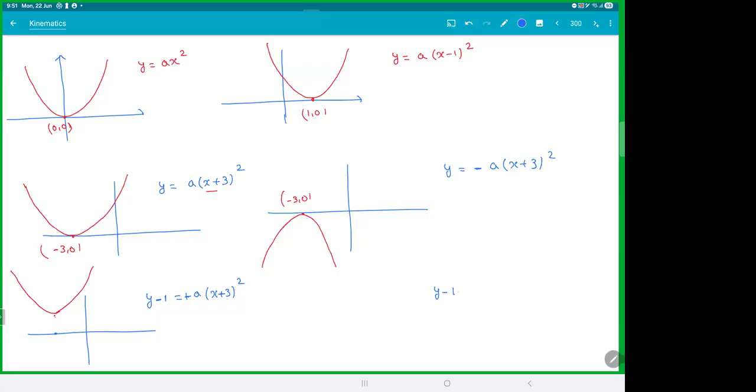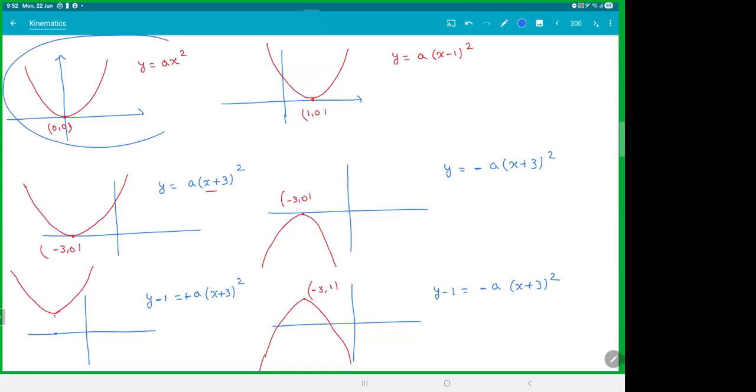So if you have something like y minus 1 is equal to minus a into x plus 3 whole square, that minus 3 and 1 will tell you about this point here, the turning point. So minus 3 comma 1, it's a minus graph, so it will be negative. Roughly getting an idea what is happening there. So just have a rough idea about it. It's not necessary to know exactly how it works, but that is a thing.